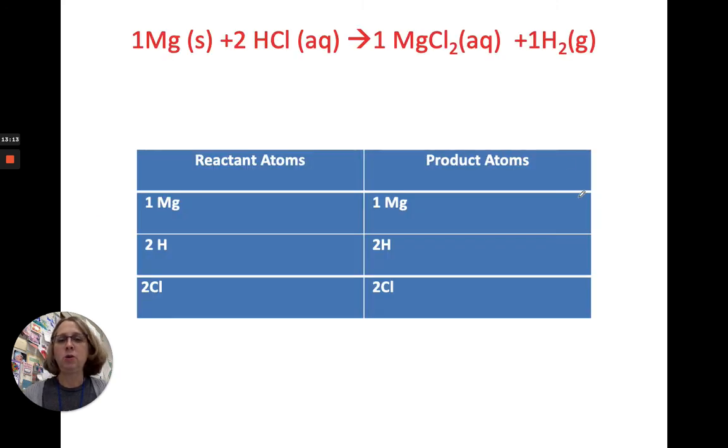All right, so again, here is the balance. And again, usually we do not show the 1s, okay? So if we were to write this, we would usually not put the 1s in front when we finished, okay? We would put the coefficients that were more than 1. Okay, there's HCl.